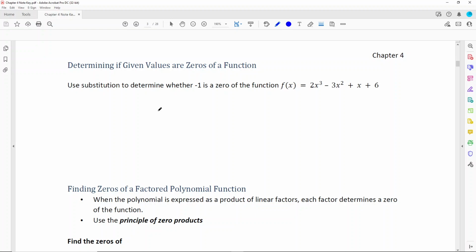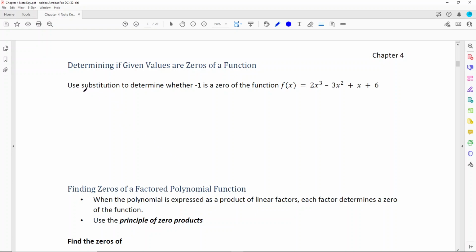So now that we've determined end behavior, now we're going to figure out what's going on in the middle. And one of the clues as to what goes on in the middle of a polynomial function is the zeros. So the zeros of a function are the x-intercepts or the solutions of the equation.